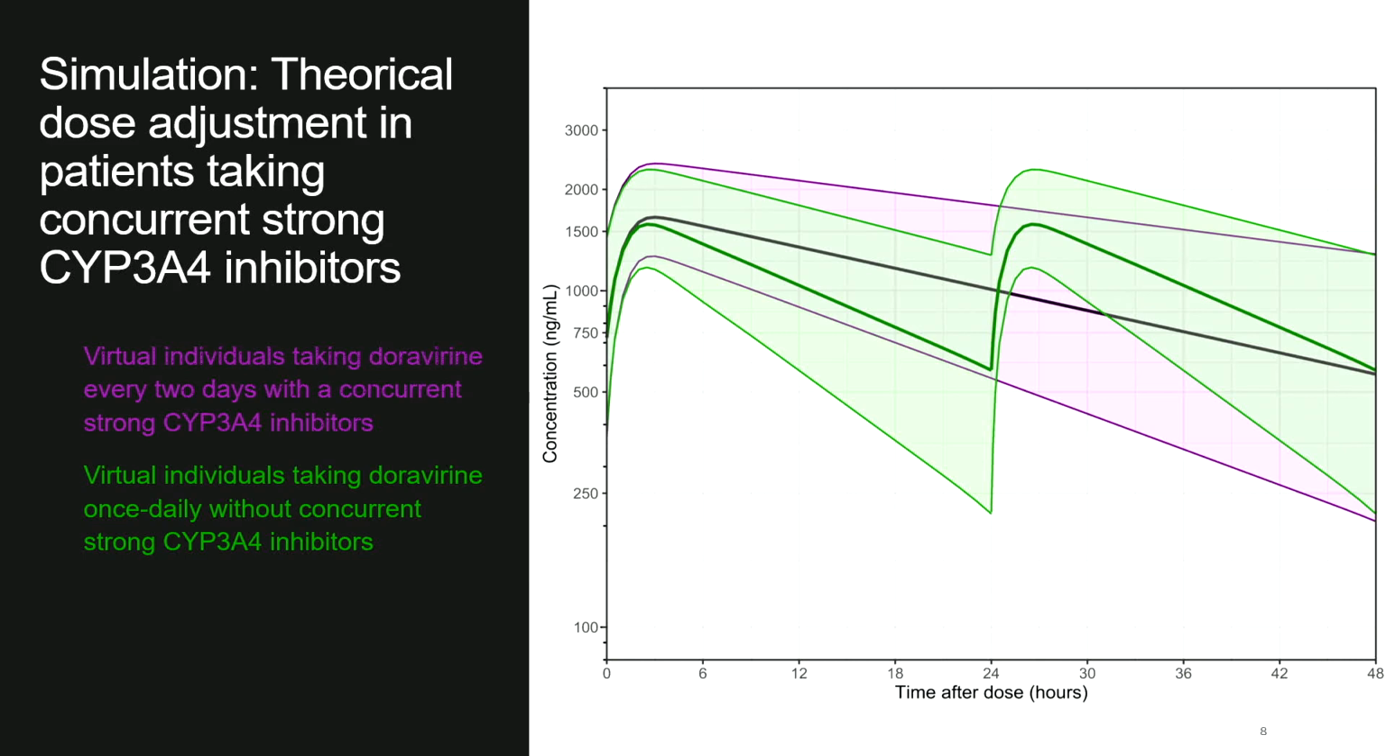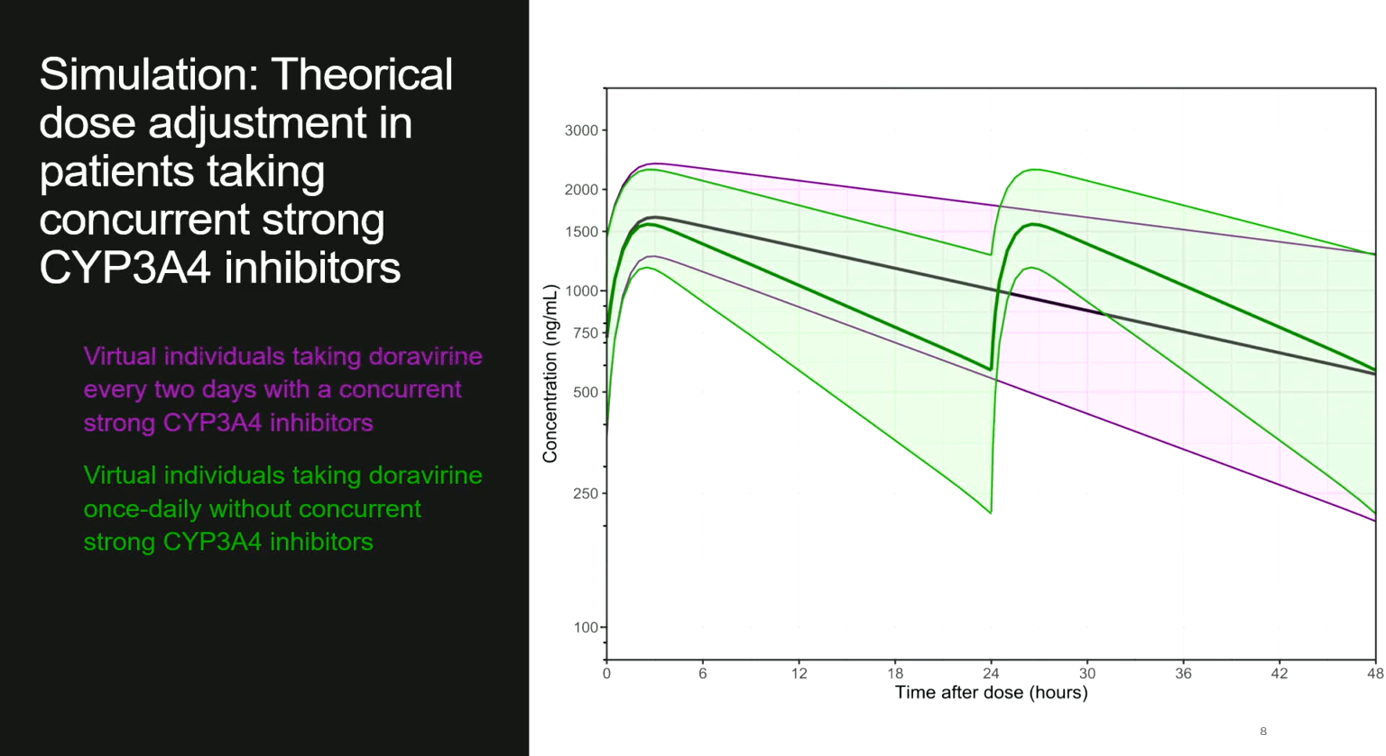We then did this simulation, which is a theoretical dose adjustment in patients taking concurrent strong CYP3A4 inhibitors. So the green individuals are taking doravirine once daily without the effect of concurrent strong CYP3A4 inhibitors, which is a regular posology. And the purple individuals are taking concurrent strong CYP3A4 inhibitors with doravirine. However, we made a dose adjustment where we gave doravirine once every 2 days.